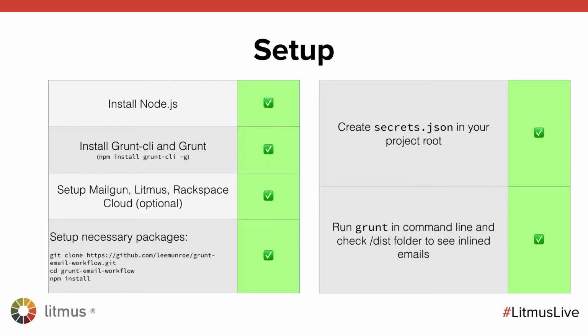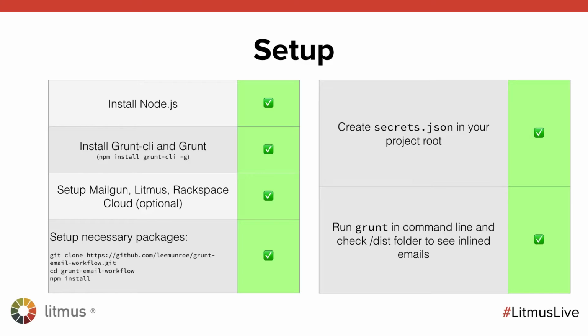Then you need to set up the necessary packages. So you basically want to clone his repository from GitHub. So you'd have to do git clone, and then you can copy and paste that URL. And then you just need to get into the folder that it creates for you, the directory for it. So you would cd grunt-email-workflow, and then you would have to just do an npm install to make sure you have that set up.